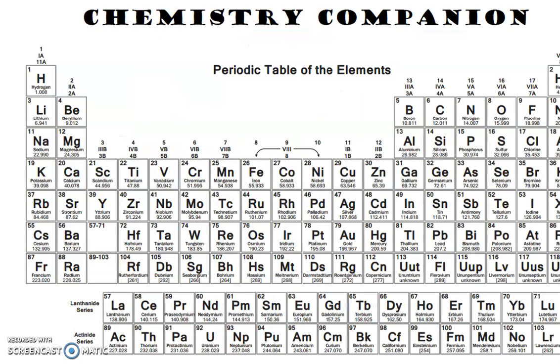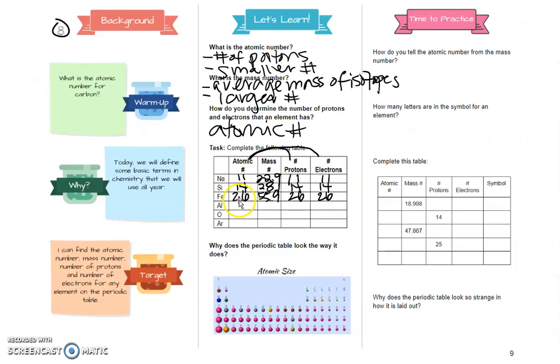Next is aluminum. So we come down here, find aluminum, it's over here. Aluminum's atomic is 13, mass is 26.98. So 13 and 26.9, which means our protons is also 13, so is our electrons.